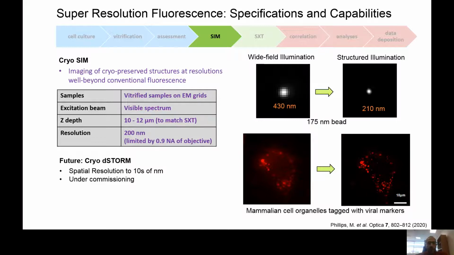And we image vitrified samples, so in cryogenic conditions, and we have excitation beams in the visible spectrum. We can image samples that are around 10 to 12 micrometers in thickness or more on the SIM, but to match the X-ray microscope, this is around the thickness that we can image with the X-rays. And we have a resolution of 200 nanometers using this microscope, and this is limited by the numerical aperture of the objective lens that we're using.